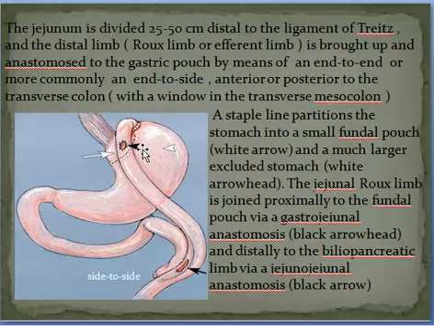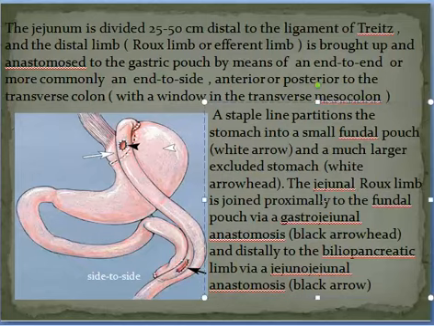partitions the stomach into a small fundus and a large excluded part. So we have a small fundus. This is the new stomach. This is the excluded stomach, all of this with its loop and proximal jejunum. So a much larger excluded stomach is seen.